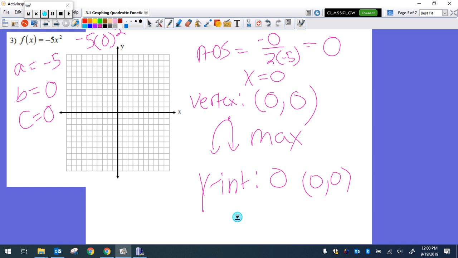So this really helps me none at all. I know this cuts it in half. I know my vertex is at 0. I know it's going to open down. So just sketch something like that. One more.